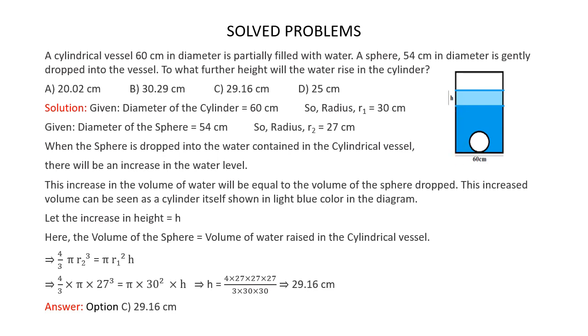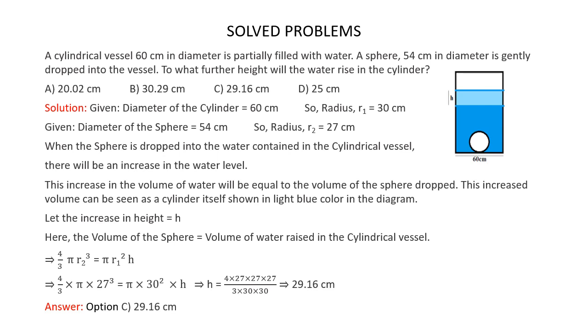Now a sphere is gently dropped into the vessel. When the sphere is dropped into the water in the cylindrical vessel, the level of the water increases. So if this was the original water level, now the water rises to this level. So this is the new level of water in the vessel. So this is the original height of the water. This is the new height of the water.